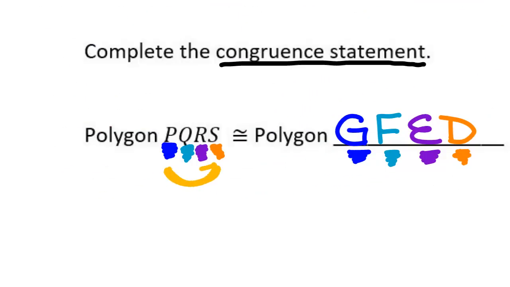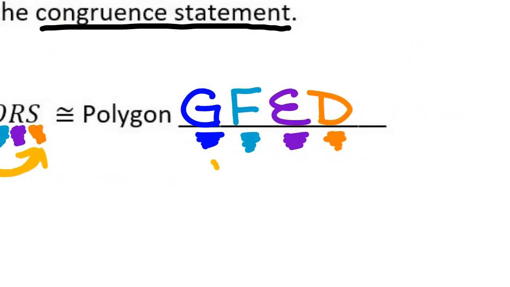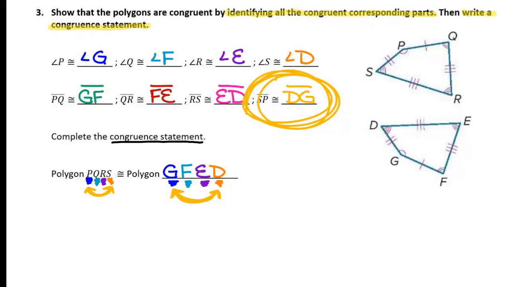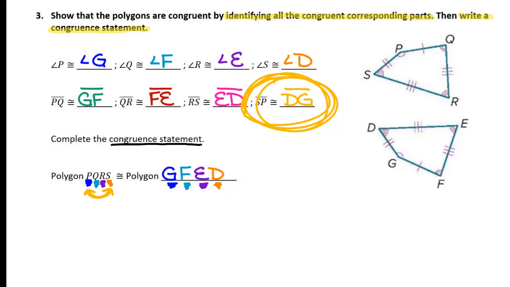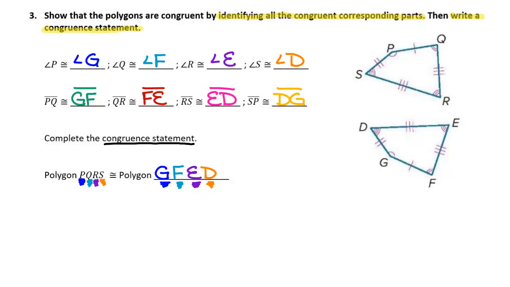S and P are the first and the last letters here of this polygon statement. And G and D are the first and last letter of the second polygon name. So we've matched up our corresponding congruent sides as well as our corresponding congruent angles. All right. So far, so good? Let's flip over to page 4 then.